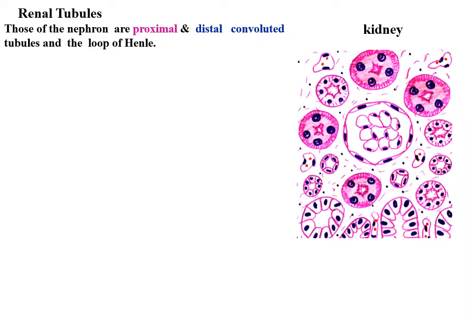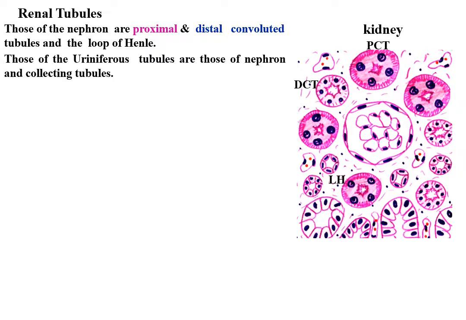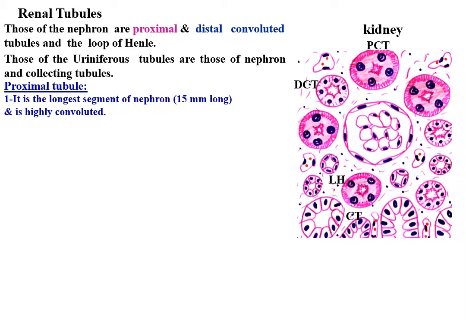Renal tubules. Those of the nephron are the proximal and distal convoluted tubules and the loop of Henle, while those of the uriniferous tubule are, besides those of the nephron, the collecting tubules. Comparison between proximal and distal convoluted tubules. The proximal tubule is the longest segment of the nephron, about 15 millimeters long, and is highly convoluted.